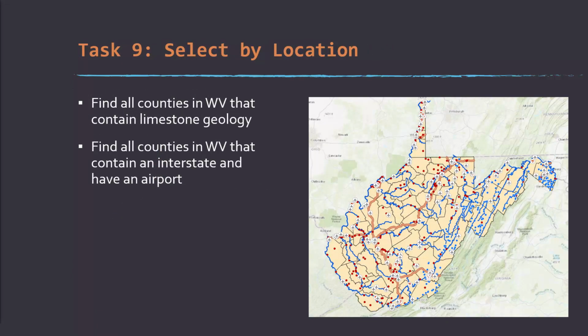So one of your tasks will be to find all the counties in West Virginia that contain limestone geology, and then find all counties in West Virginia that contain an interstate and also have an airport occurring in them. So in short, through some examples and tasks, you're going to get some experience working with and analyzing vector data.